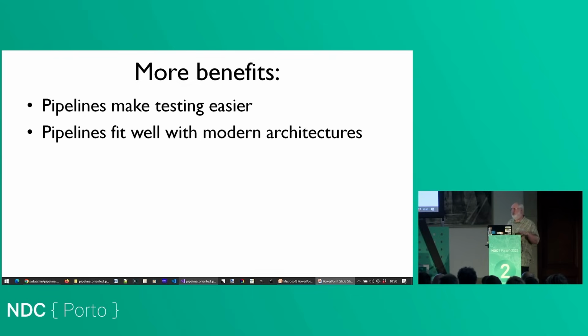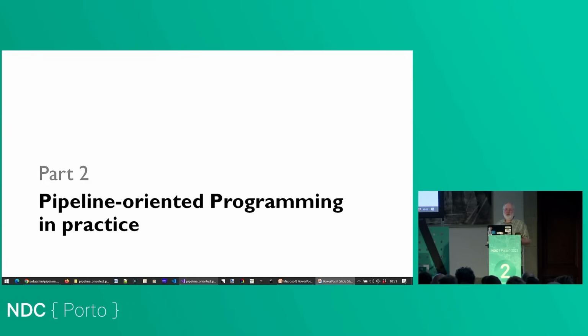Right, so two more benefits I talked about, which were testing and architecture. I will leave that to the end, because I don't want to bore you with too much talking. But at the end of the talk, I'll go back to testing and architecture and hopefully you'll see that it works really well for this. Right, so let's actually look at some pipeline-oriented code in practice.